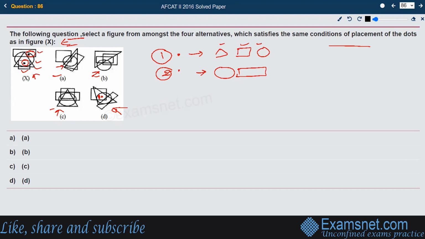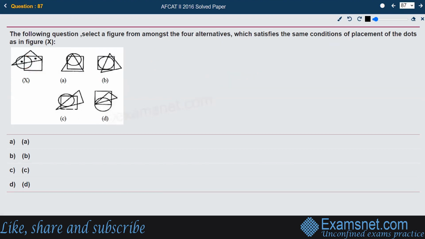What about the second dot? It should be part of only the circle and rectangle. So where we can place it, it should be only the circle and rectangle, not part of any other thing. So we can place our second dot here. If you see a closer look, the second dot can be placed here. So option D gives the right opportunity. We can place both the dots as per figure X. Option D seems to be the right answer.